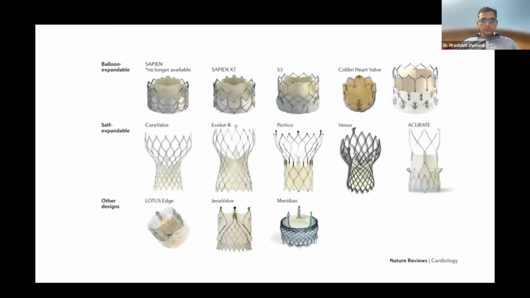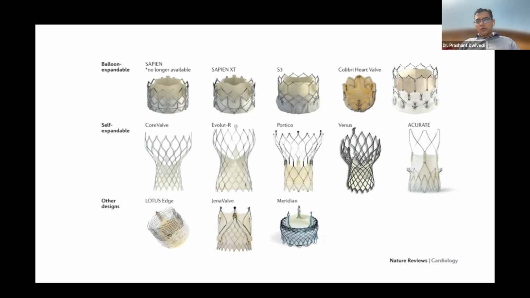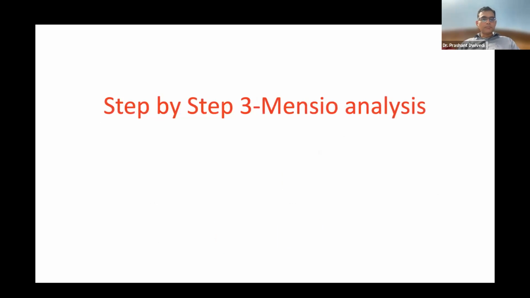As Dr. Ritu has already mentioned about the different valves available, there are certain balloon expandable valves, certain self-expandable valves, and certain other designs also. The balloon expandable valves are basically annular valves, where the valve leaflets are at the level of the annulus, while the self-expandable valves are mostly supraannular, where the valve leaflets are relatively above the native annulus. There are many valves available now, even in India. There are certain Indian made valves and certain US FDA valves also available. Now let's begin with the step-by-step three-dimensional analysis.